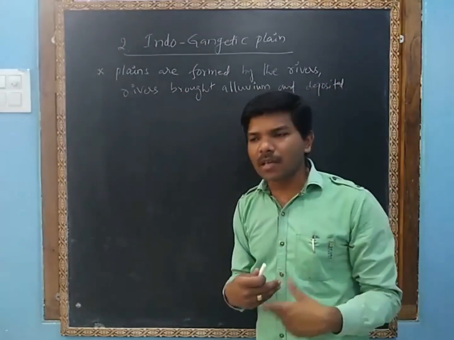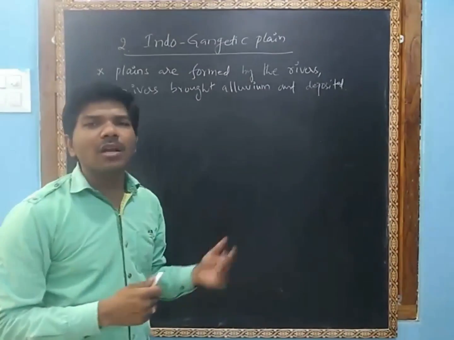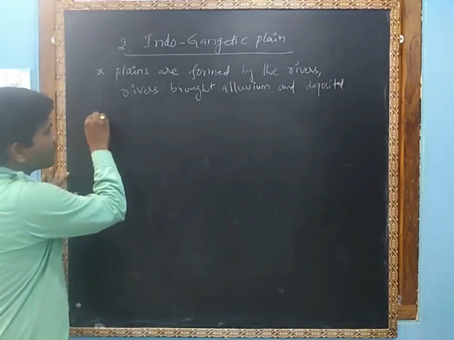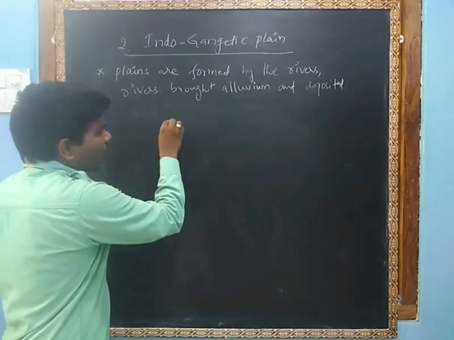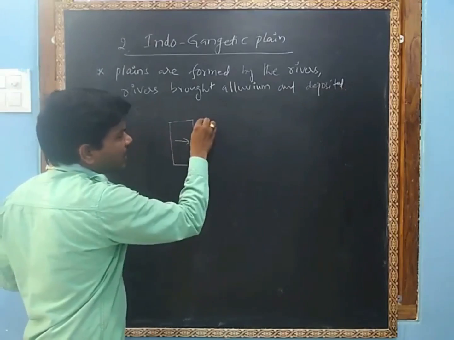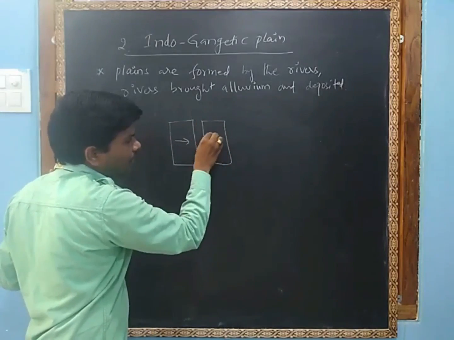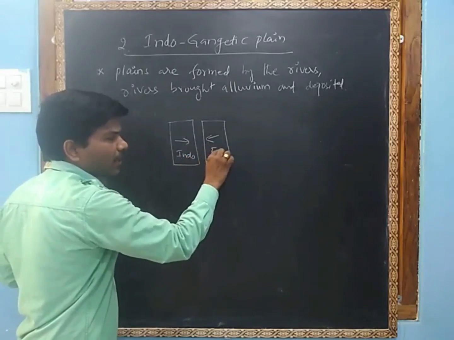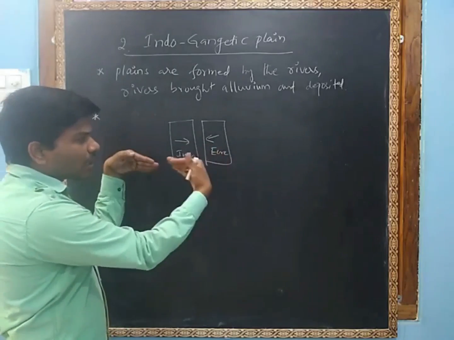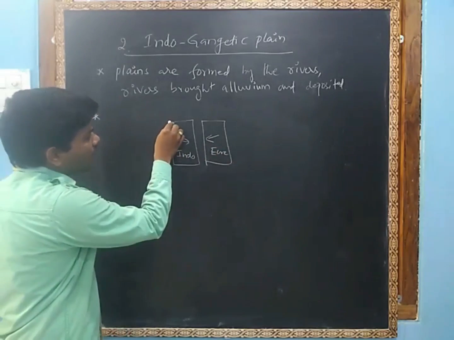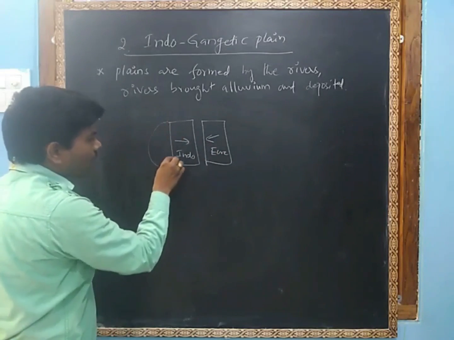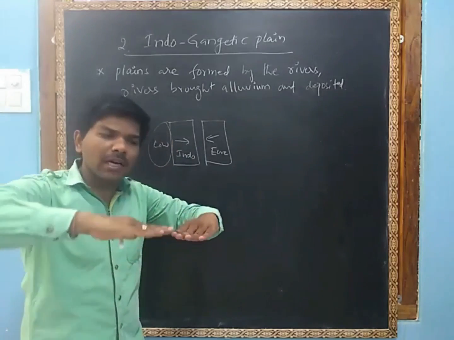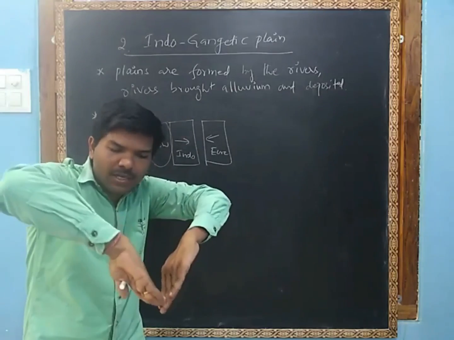Sir, how are the plains formed? Let us see the geological background. See beta, when the Indo-Australian plate and the Eurasian plate collide with each other, a low basin was formed. We can also say that it was a very shallow land.